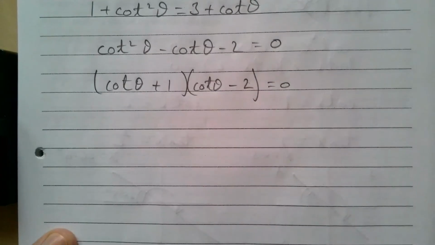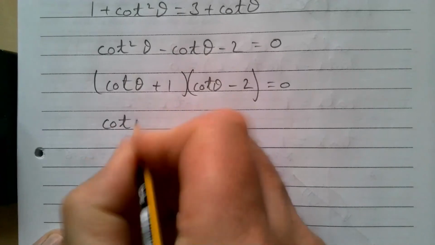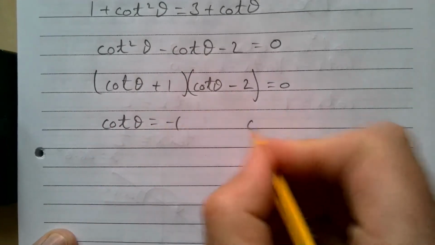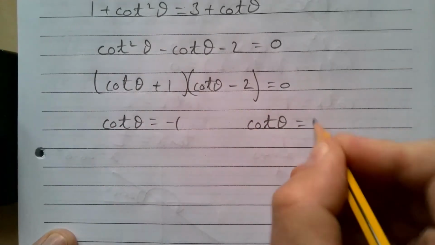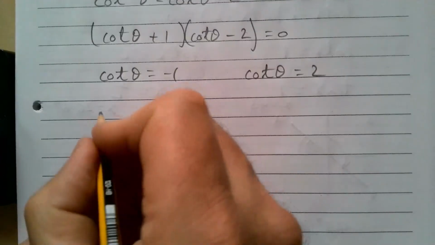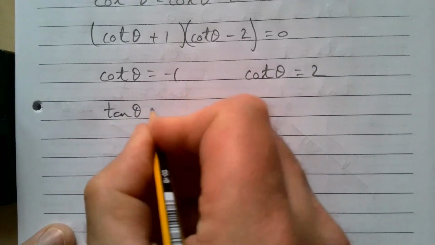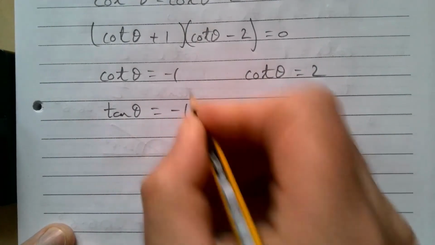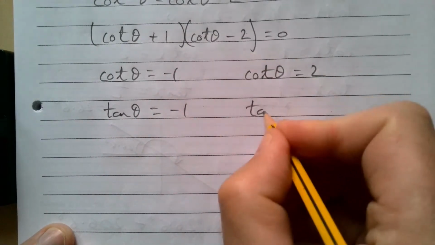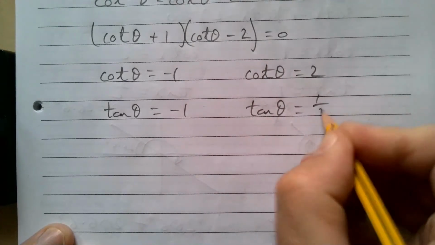So what are our two values here? We have cot theta is minus 1 and we have cot theta equals 2. If cot theta is minus 1, then tan theta is going to be minus 1 as well, 1 over minus 1, and then tan theta here is going to be a half.